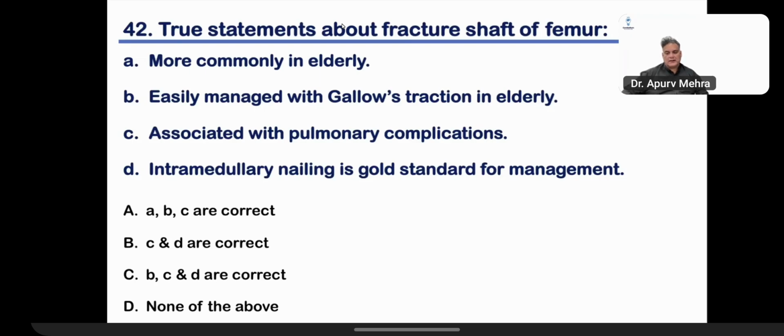True statements about fracture shaft of femur. More common in elderly? It's not. It's more common in young. Gallows traction is for less than 2 years. It's also not the treatment of choice because there also a spike occurs. Yes, associated with pulmonary complications. That's true because fat embolism is there. Nailing is the gold standard for femur except for the head and neck. Correct. C and D are correct.